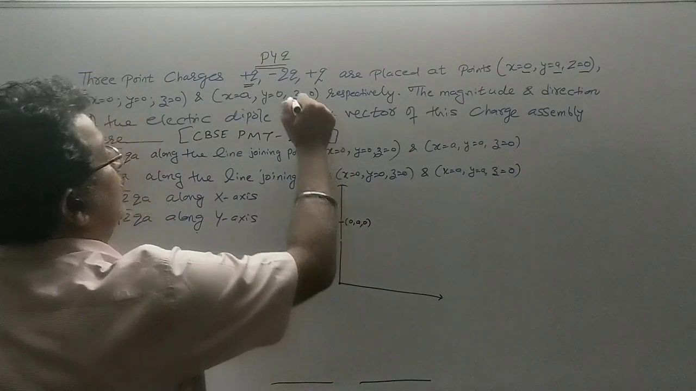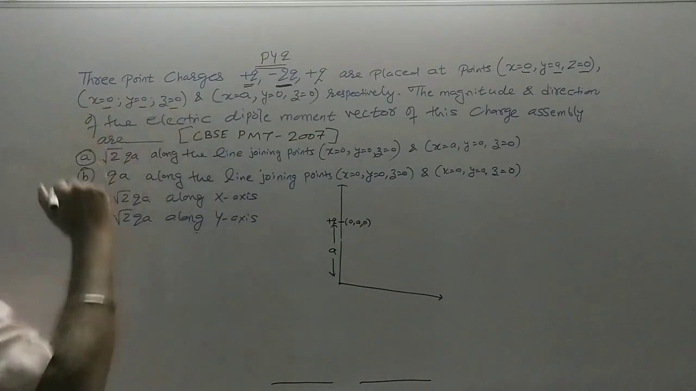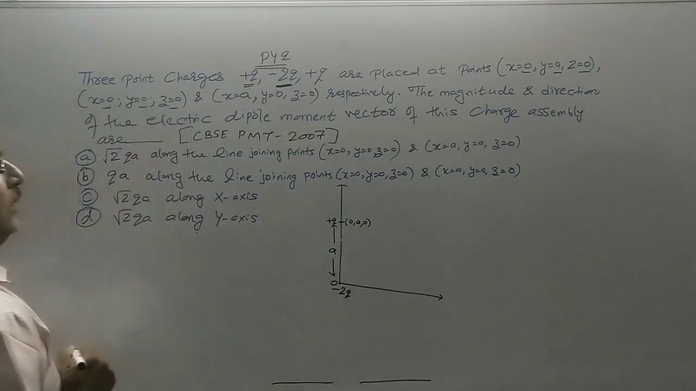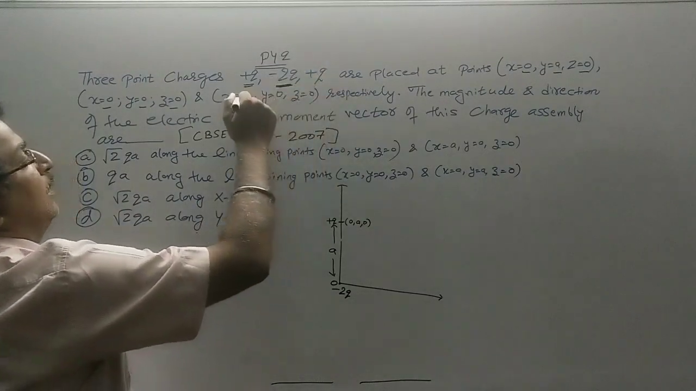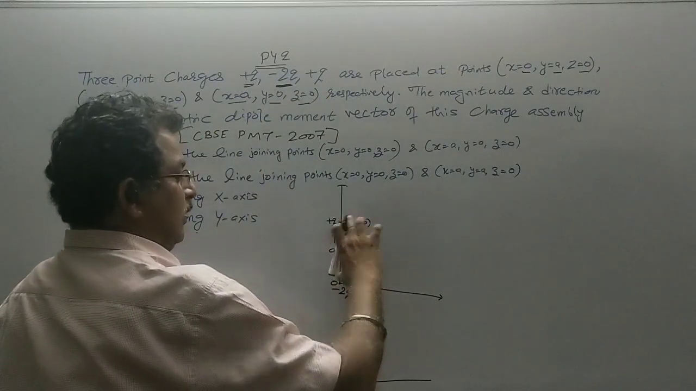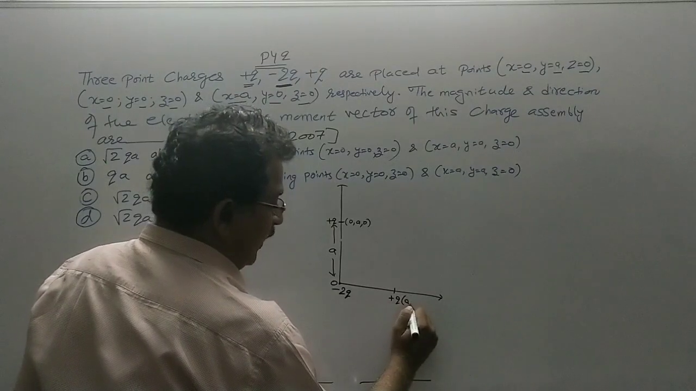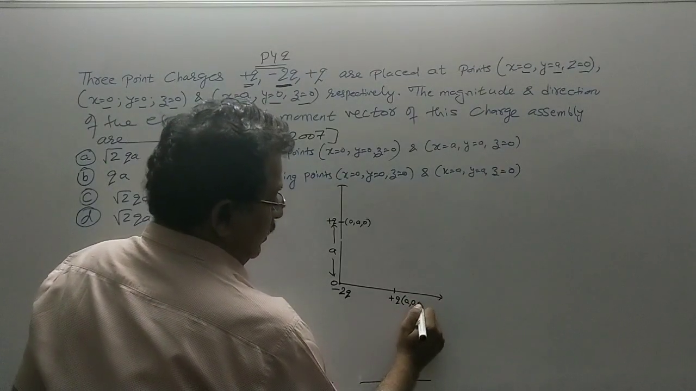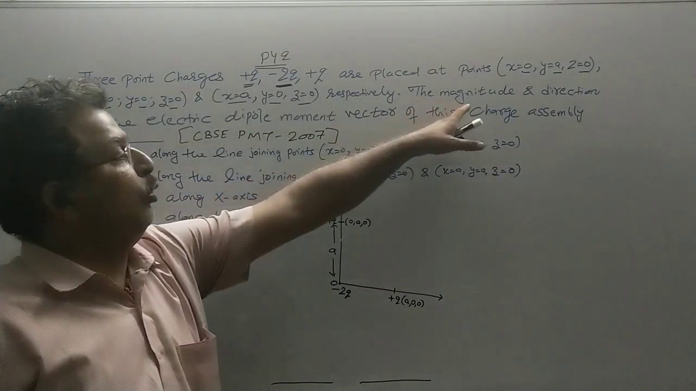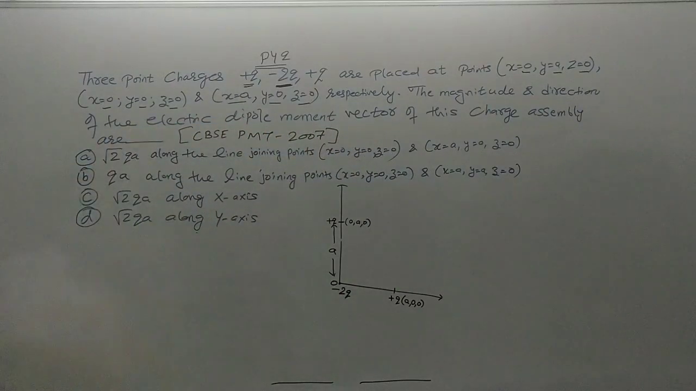This point is the origin. The -2q charge is placed at (0, 0, 0), that is at the origin. So here you have the -2q charge. Another +q charge has the coordinate x equal to a, (a, 0, 0), at a distance a only. So this is the assembly of the charges. You have to find out the magnitude and the direction of the electric dipole moment vector of this charge assembly.